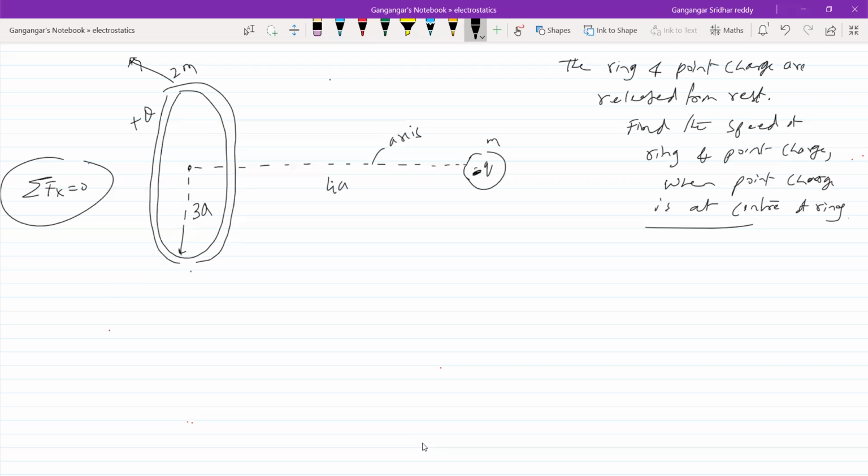So what is the first idea? The net resultant force, sigma F, should be 0. So the center of mass of the system will not shift. Center of mass, I'm showing it here. C is the center of mass of the system. It will not shift. Then finally, when the ring is at point C, the point charge will be at the center of the ring.